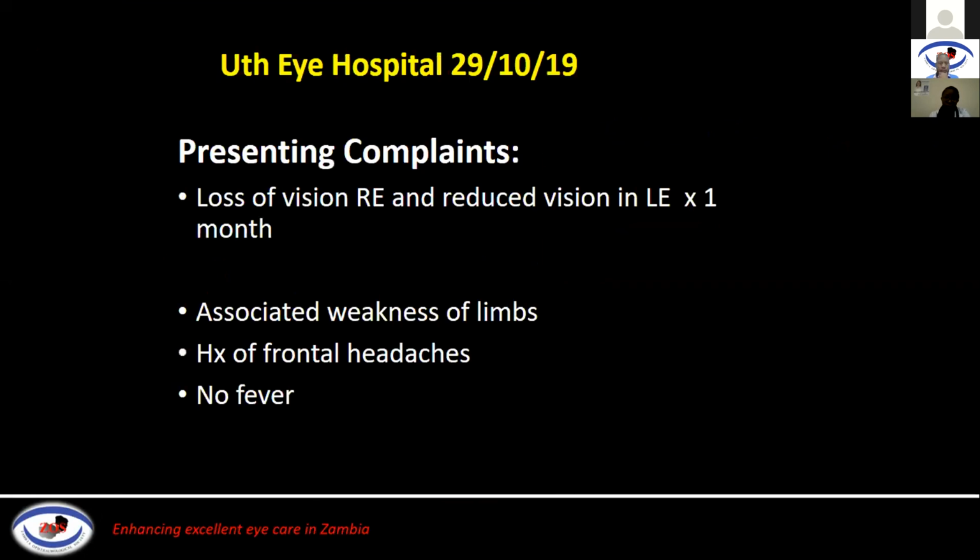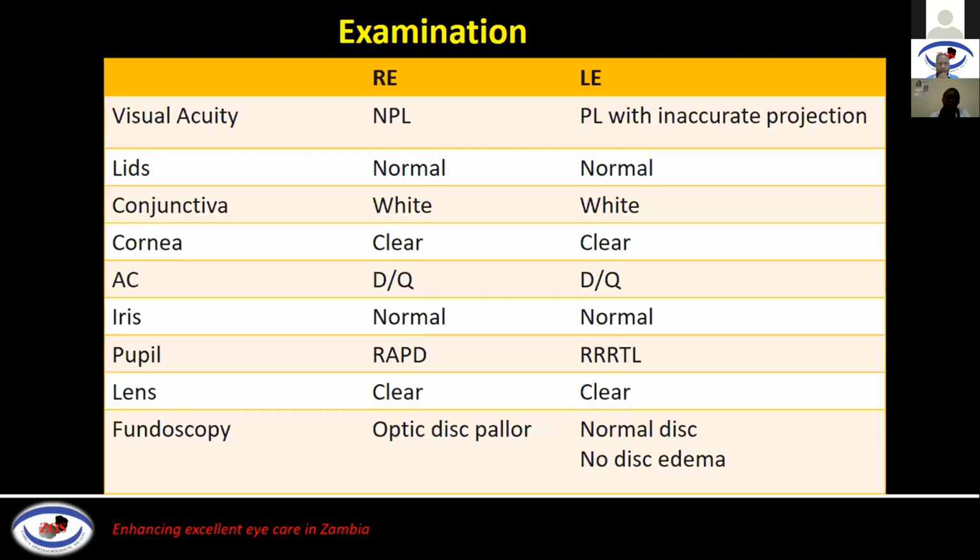Hospital. And at the UTH Eye Hospital, the patient presented with loss of vision in the right eye and reduced vision in the left eye for a month. He had associated weakness of limbs and he had history of phantom headaches. However, he had no fever. On examination, at this time, his visual acuity in the right eye was no light perception, meaning he had just lost vision in the right eye.